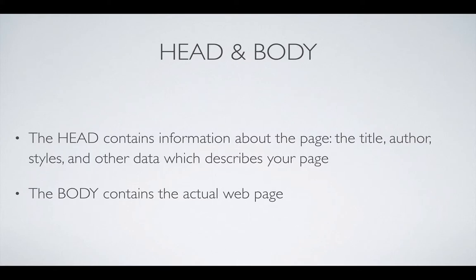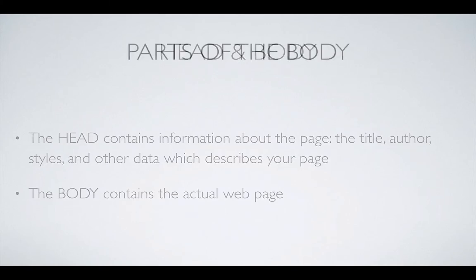Any web page will have two main areas, the head and the body. The head contains information about your page, which often does not appear when you open up the page in a browser. This includes the title, the author, styles, and other information which describes your web page. The body contains the actual web page that you see in the browser.